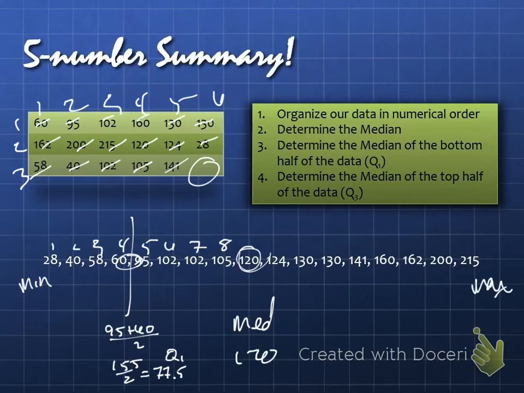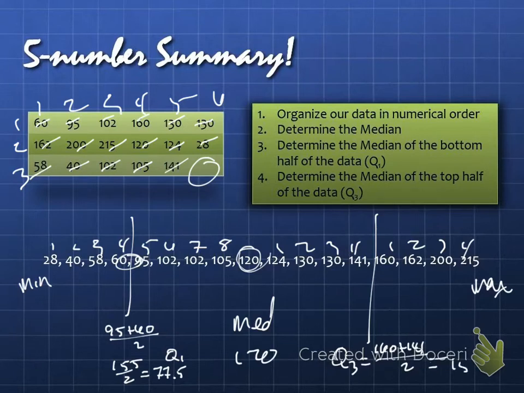So we got 4 and 4 on the upper half. So our Q3 is going to fall somewhere in between 160 and 141. So we find the average of those two, which gives us 150.5. And so that's our 5-number summary, right?